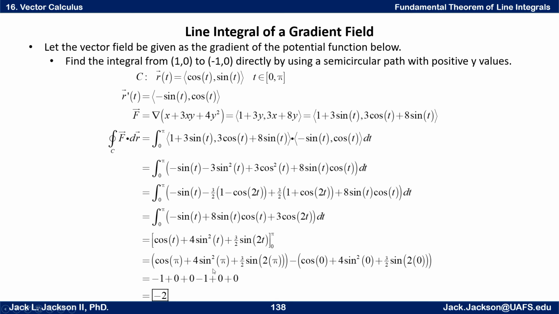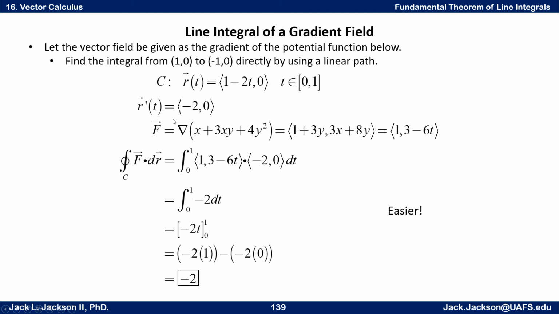Cosine pi is negative 1, sine of pi is 0, that term's also 0, that term's 1, that makes it minus. And then these are both 0, negative 1 plus negative 1 is negative 2. So we get a negative 2 when we do that, and that's actually working out with that parametrization. Now what if we change it, let's see, that was the unit circle. What if we do it just as a straight line segment?